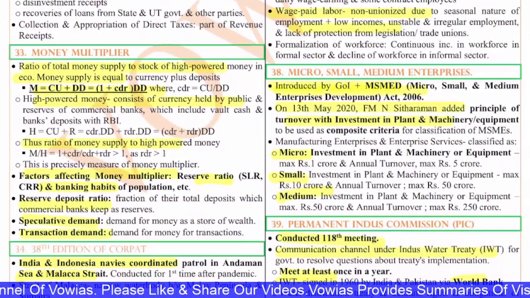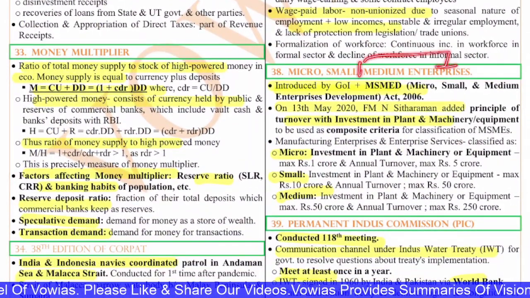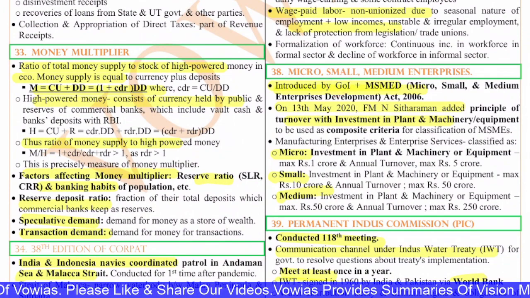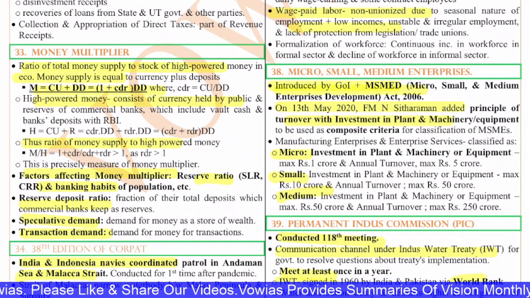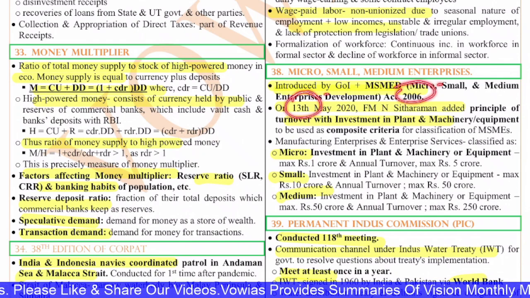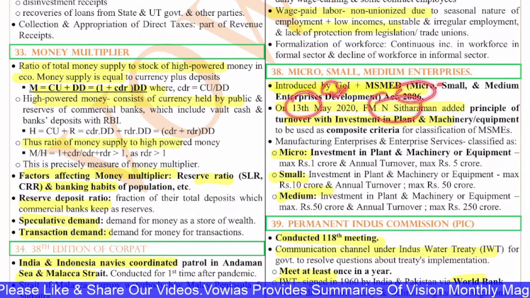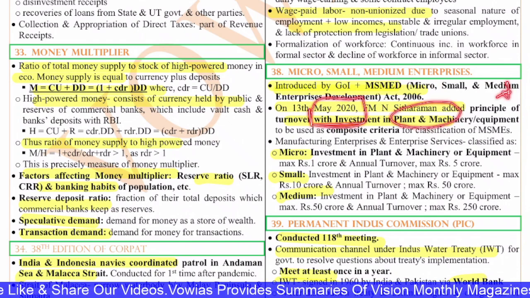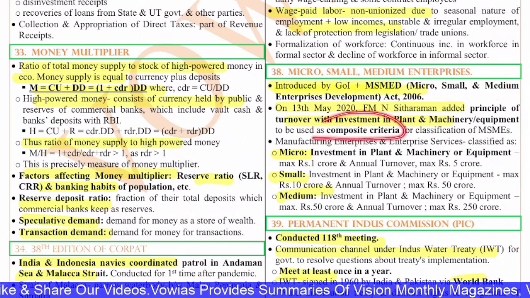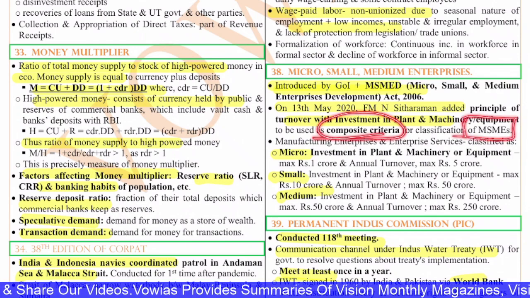Next, 38th question is on micro, small and medium enterprises introduced by the Government of India. The micro, small and medium enterprises, if you see, this is according to the MSME Act of 2006. On the 13th of May 2020, Finance Minister Ms. Nirmala Sitharaman added the principle of turnover with investment in plant and machinery equipment to be used as composite criteria for the classification of MSME.